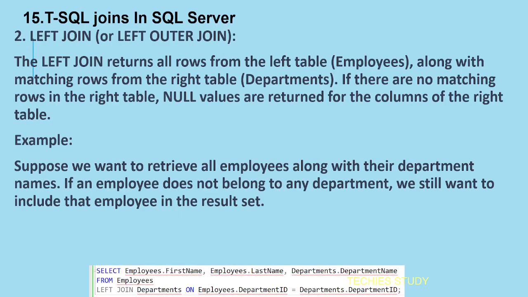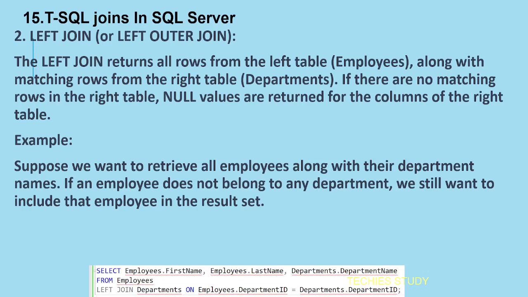A left join or a left outer join. Left join returns all rows from the left table along with matching rows from the right table, departments. If there are no matching rows in the right table, null values are returned for those columns of the right table.